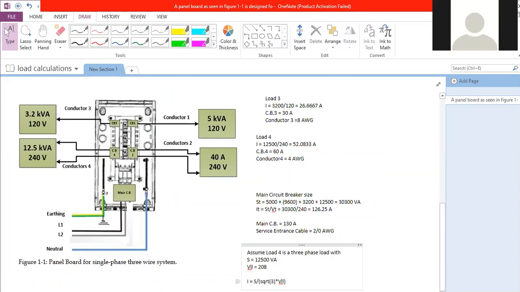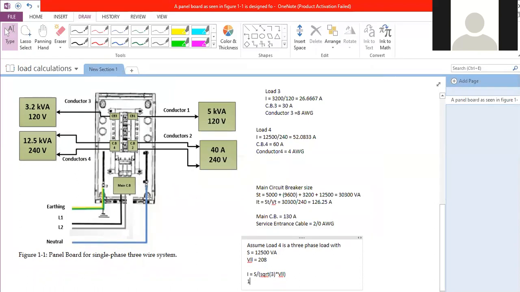So in this case, S total, 12,500 divided by square root of 3, which is about 1.7, multiplied by the line-to-line voltage, which we said is 208. And this is equal to about 35 amps. So we found the current is 35 amps.